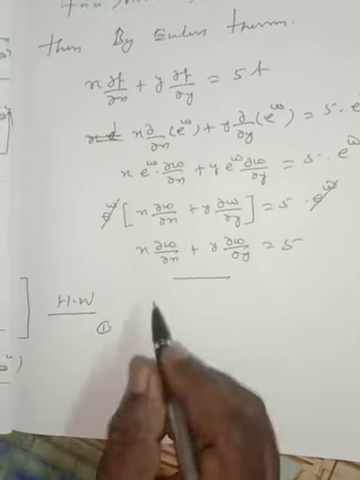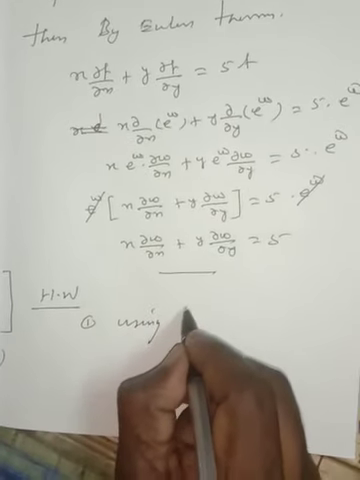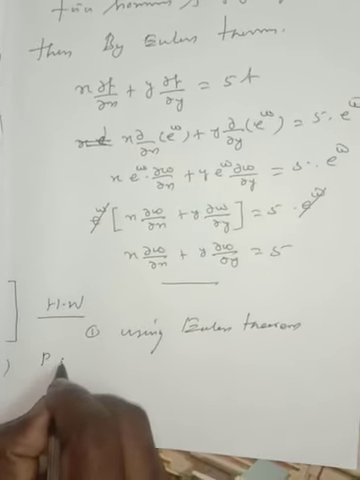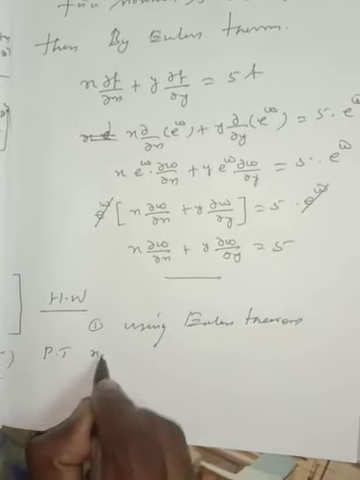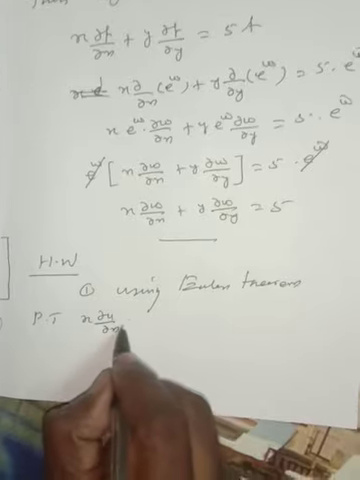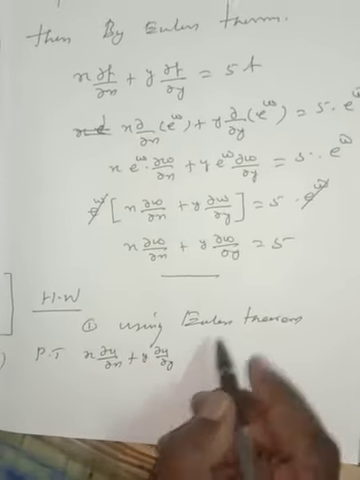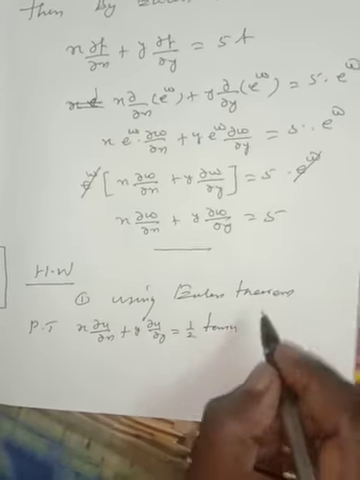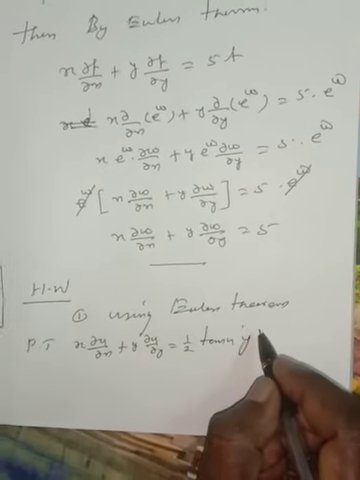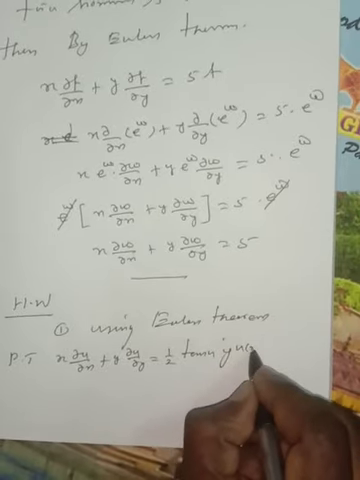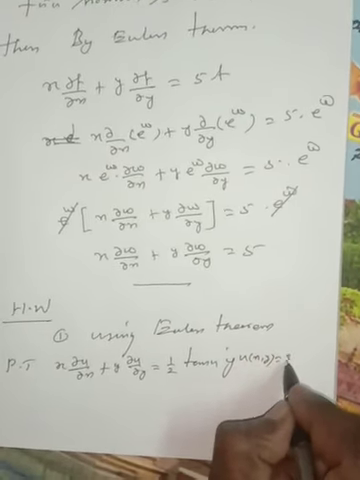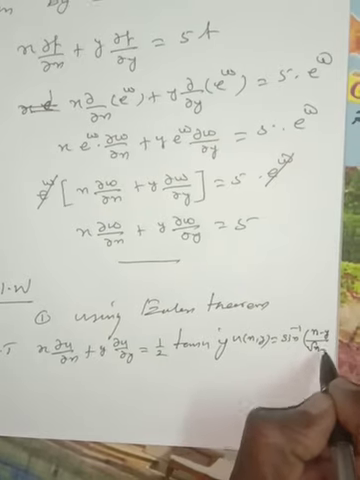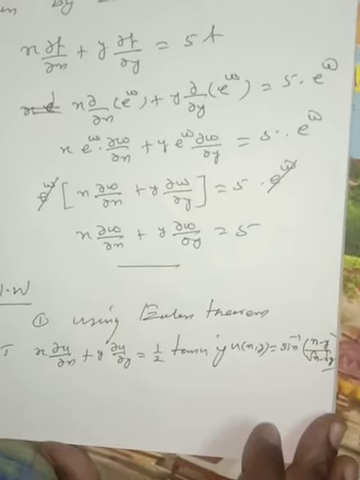Number 1: using Euler's theorem, prove that x ∂u/∂x + y ∂u/∂y is equal to half into tan u, if u(x, y) is equal to sin inverse of (x − y) divided by (root x − root y).